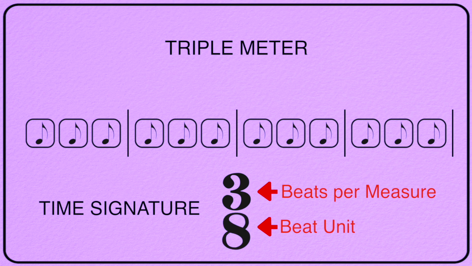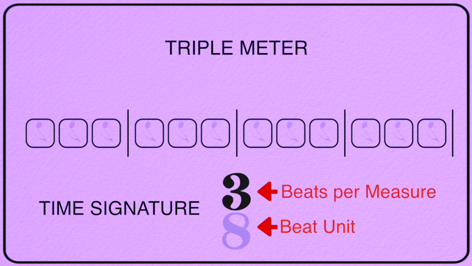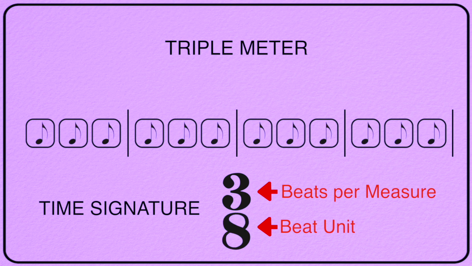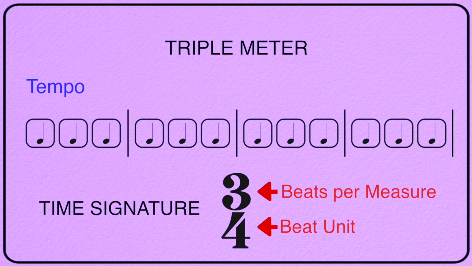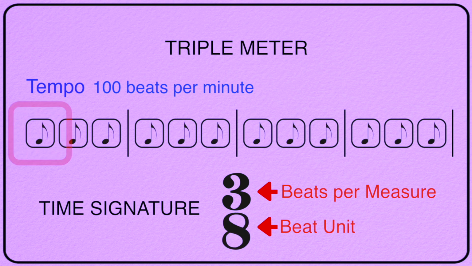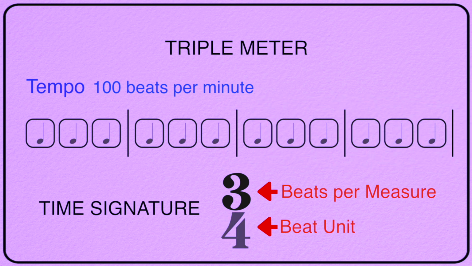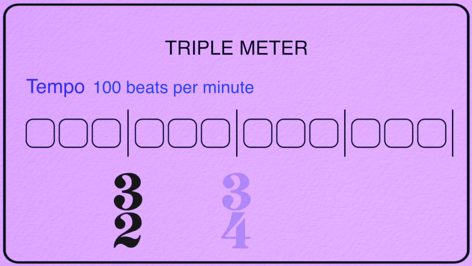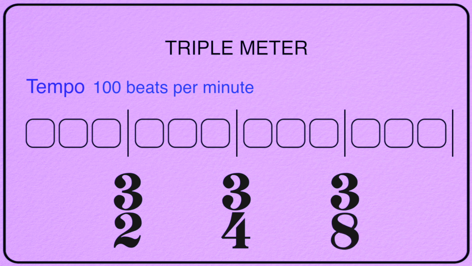Once again, don't make the mistake of thinking that 3/8 is faster than 3/4. Whether we call each beat an eighth note or a quarter note has nothing to do with how fast the beats are going. That's the job of tempo. If your tempo is 100 beats per minute, 100 eighth notes per minute is no faster than 100 quarter notes per minute. So given the same tempo, 3/2, 3/4, and 3/8 all sound the same.